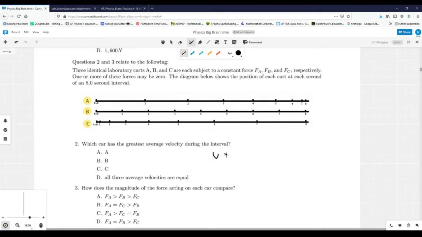So we know that velocity is equal to distance over time. And the thing is, for every single one of these carts, the distance is the same and the time is the same. So the correct answer for number 2 is all of the average velocities are equal.